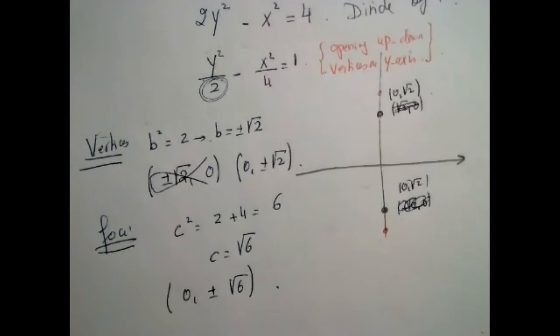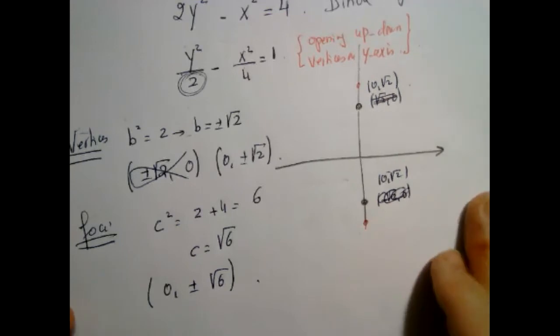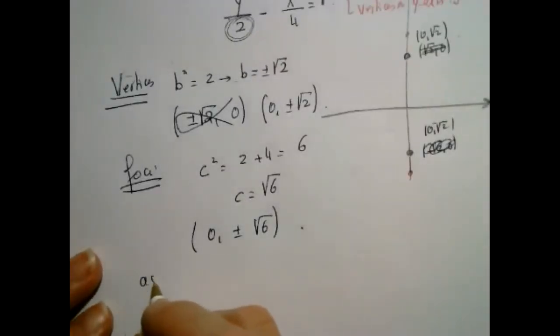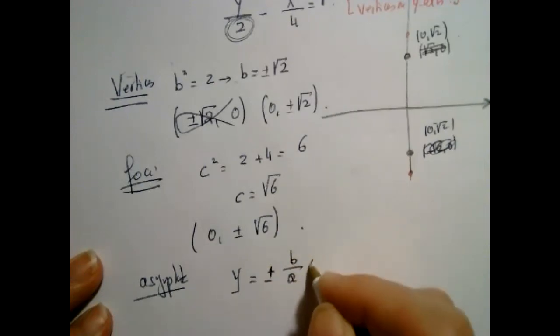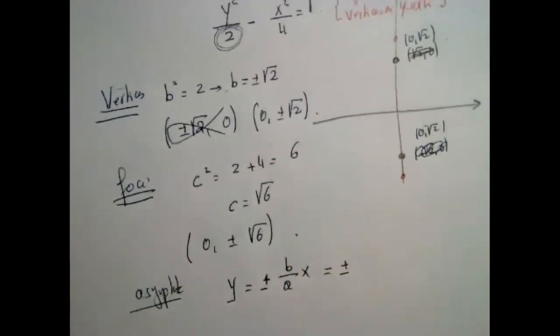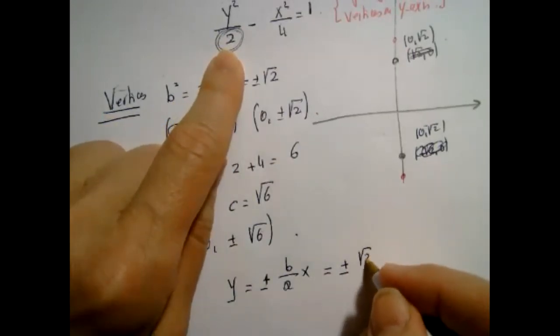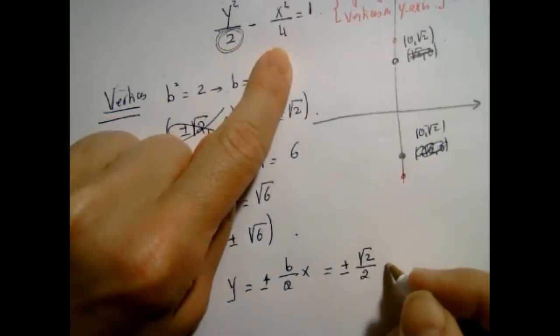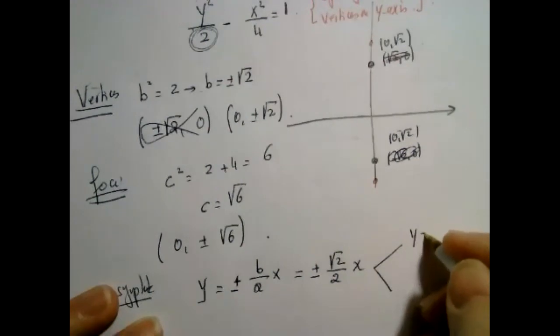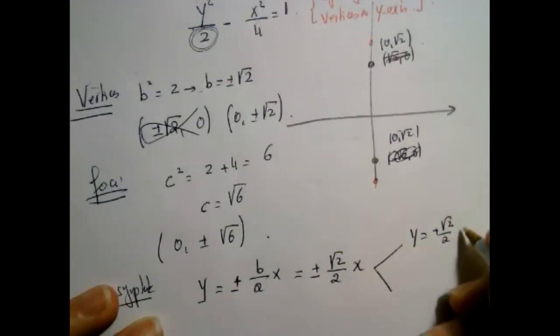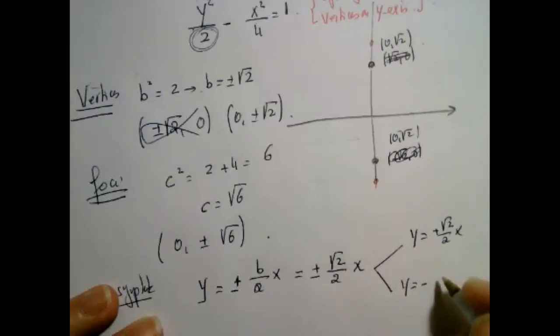Okay. Now, finally, I need the asymptote so I can have a decent graph for the hyperbola. So finally, the asymptote: y is plus or minus b over a x. It means plus or minus. My b is the square root of 2. My a is 2. So I have 2 asymptotes. One is the positive square root of 2 over 2, and one is the negative square root of 2 over 2.